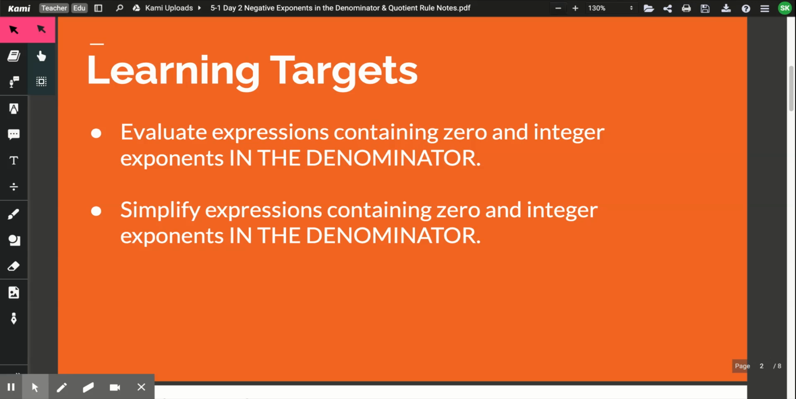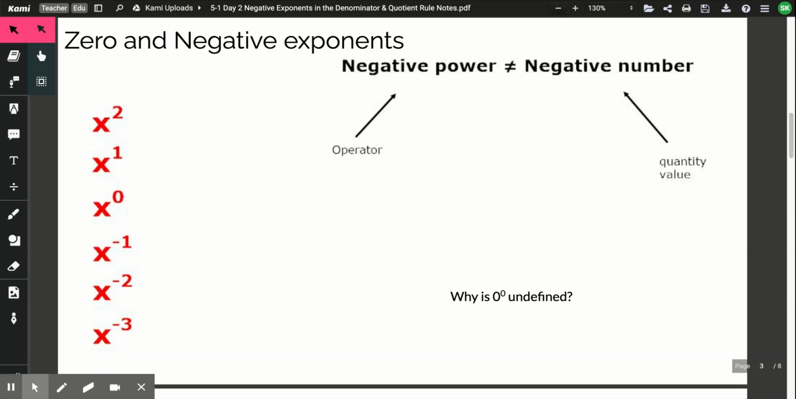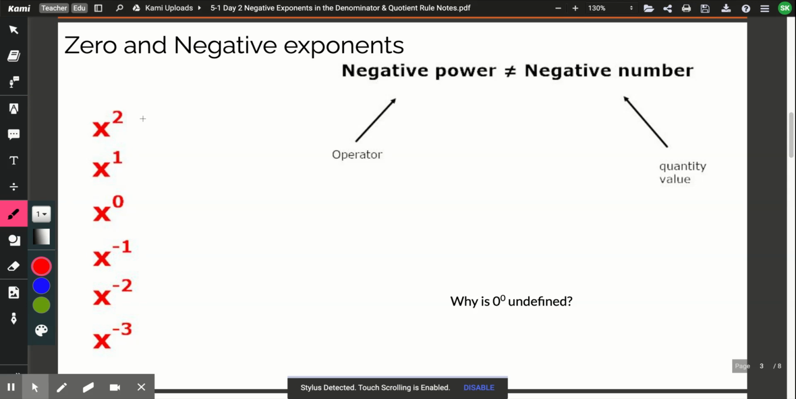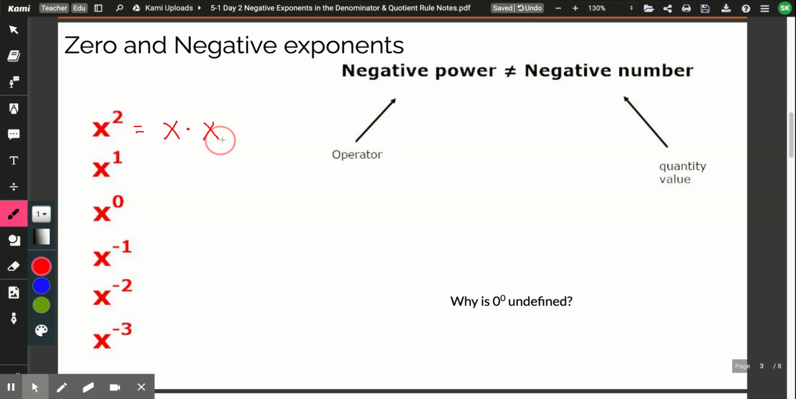Before we start, let's review what we learned about zero and negative exponents last time. First of all, I hope you all remember that negative powers or exponents are not the same thing as negative numbers. So what do negative exponents really mean? Well, let's figure this out using x's. So x squared, if we expand it out, is the same as x times x. X to the first power is the same as a single x. And we know that to go from the first row to the second row, we need to divide by x.